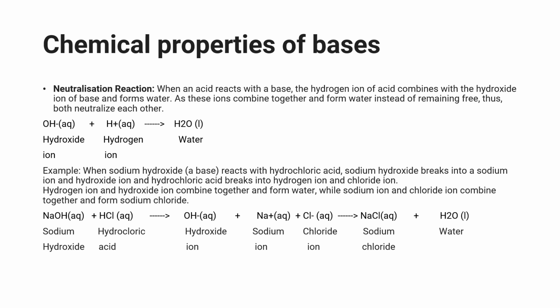For example, when sodium hydroxide, which is a base, reacts with hydrochloric acid, sodium hydroxide breaks into a sodium ion and hydroxide ion, and hydrochloric acid breaks into hydrogen ion and chloride ion. Hydrogen ion and hydroxide ion combine together and form water, while sodium ion and chloride ion combine together in the form of sodium chloride. You can see this reaction below.